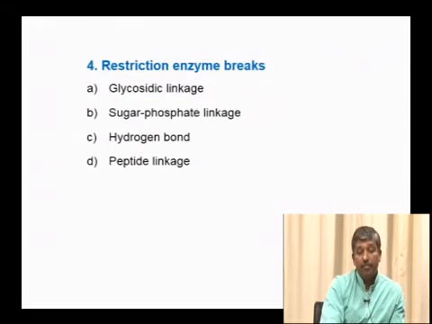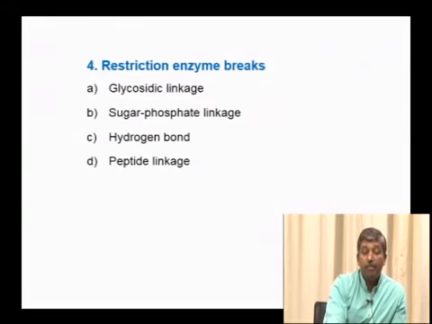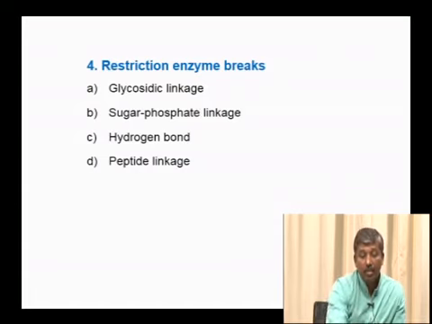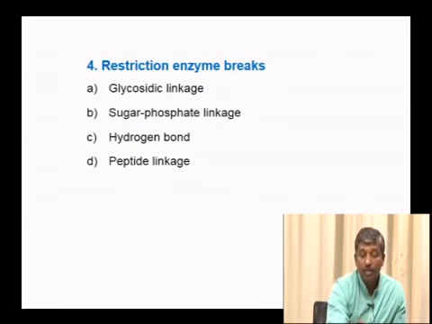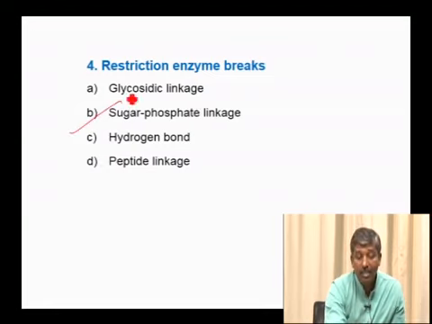Restriction enzyme breaks glycosidic linkage? That is the bond formed between glucose molecules. Sugar phosphate linkage is formed between the sugar and the phosphate in a DNA molecule. Hydrogen bond, peptide linkage in protein. Since restriction enzymes cut the DNA at the sugar phosphate linkage, that is the answer.